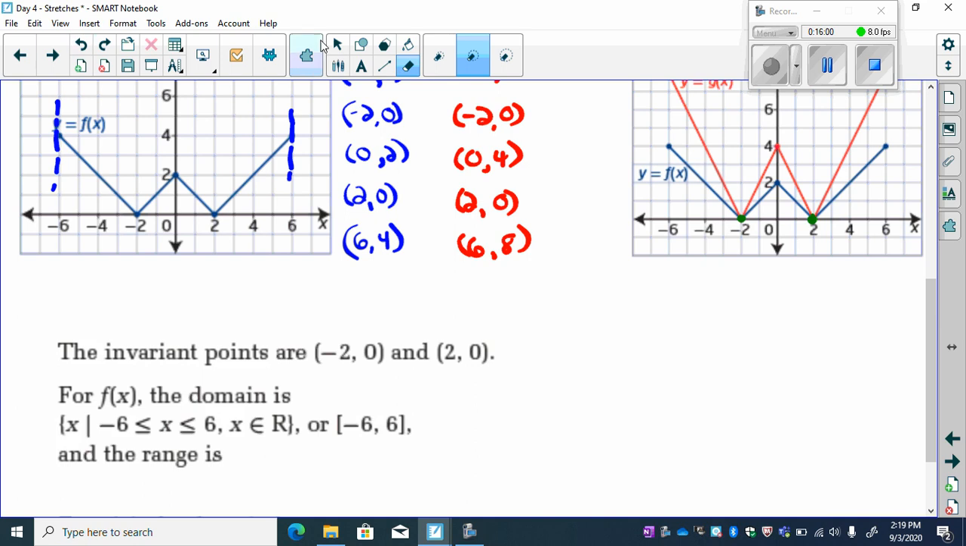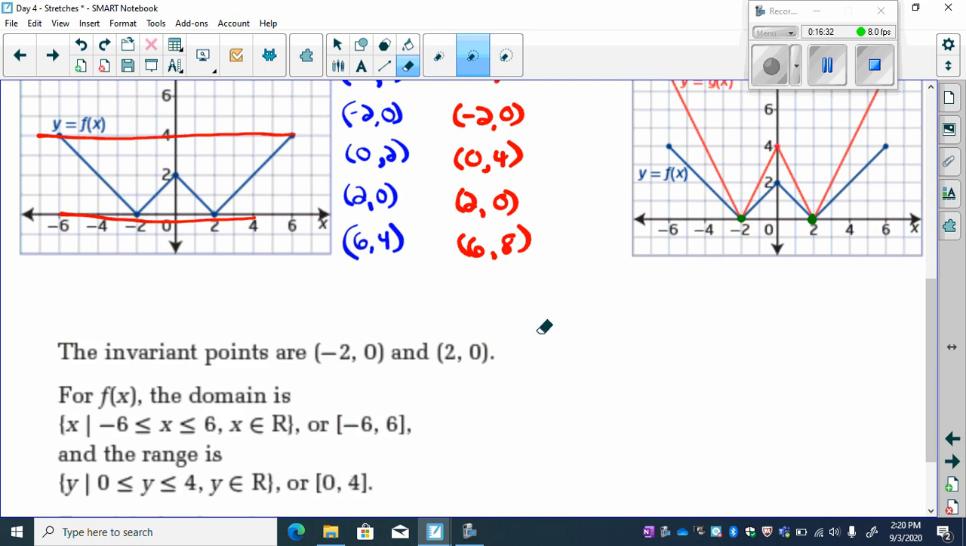The range, okay, let's get rid of these. Let's box it in on the top and bottom if we can. No arrow, so it should be pretty easy to do. Okay, it's got a maximum height of 4. It's got a minimum height of 0. So again, we would say y, such that y is greater than or equal to 0, but less than or equal to 4. And I think that's what most of you are comfortable with, from 0 to 4. All right, and in interval notation, that would be 0, comma 4, both in square brackets.